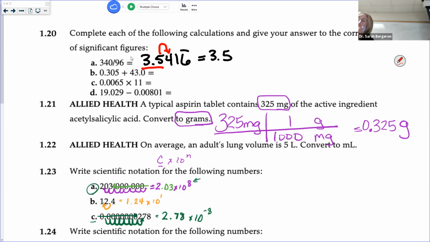Okay, look at the next one. Are we counting significant figures in the next one? No, we're looking at places past the decimal. So how many places past the decimal should my final answer be? 1 place past the decimal, because 43.0 only has 1 place past the decimal. So put it in your calculator. What do you get? So I can only have 1 place past the decimal. So that will give me a final answer of, good.